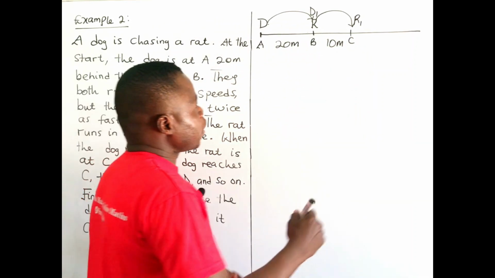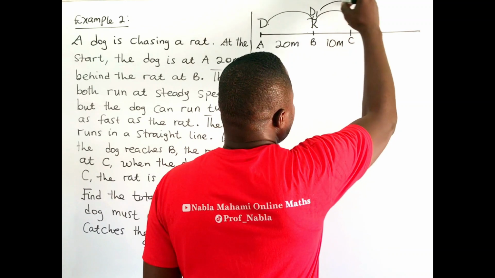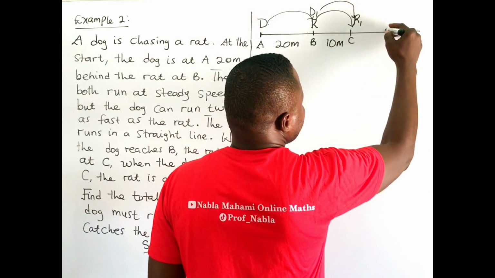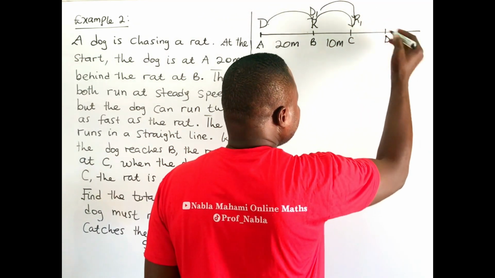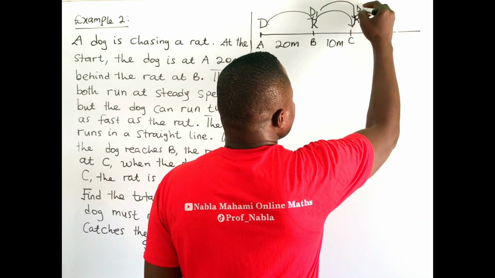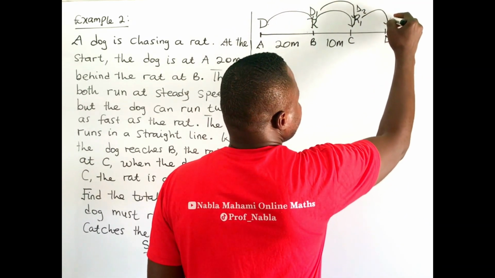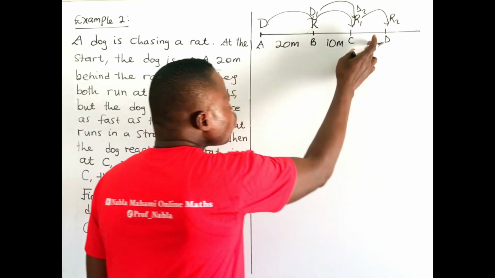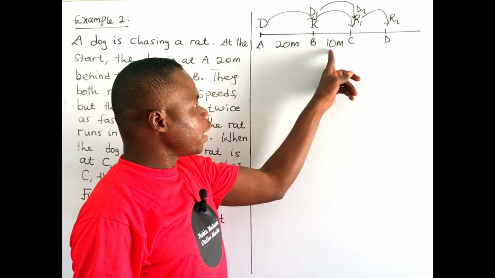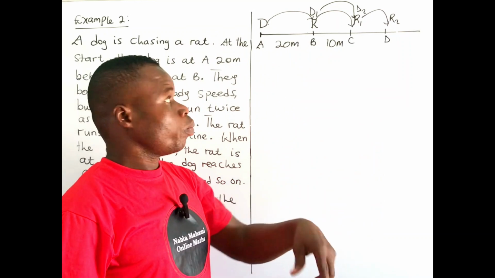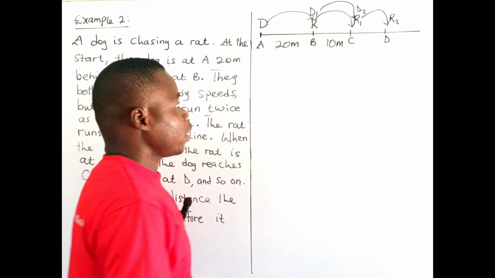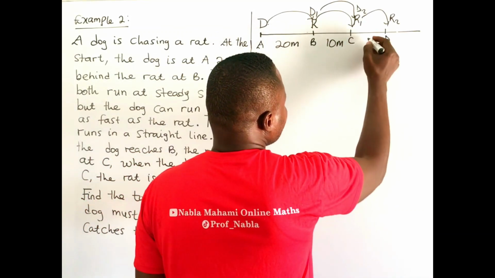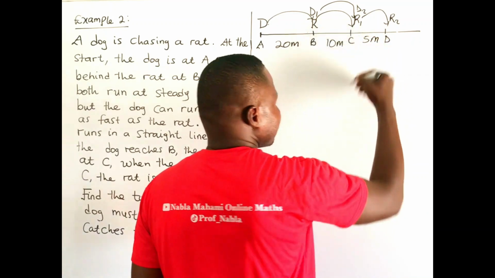Then after this, the dog will run and come here at C. Then you see that the rat will also now be at D. So here will be D2, then the rat will come here, and that will be R2. So to get this distance, we'll divide this distance by 2, because the dog will cover half of that. And 10 over 2 will give me 5 meters.